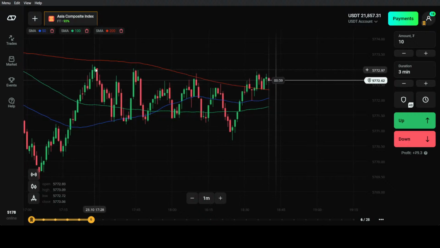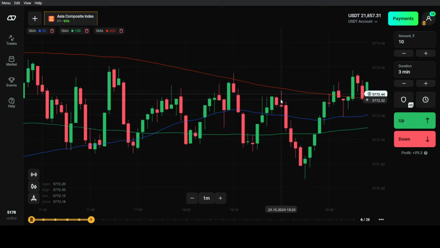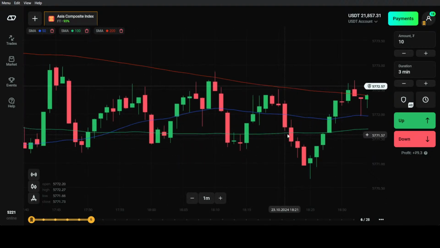Again, it came, it intersected the SMA 100, and again there was an up trade. But here you see there was no intersection, and then the next candle started showing a reversal, so the next candle started showing a down trade. In the same way, over here you see the candle came from up, it crossed the SMA 50, it intersected, and it started showing a downtrend. It intersected SMA 100 over here, again it gave two to three candles of downtrend.